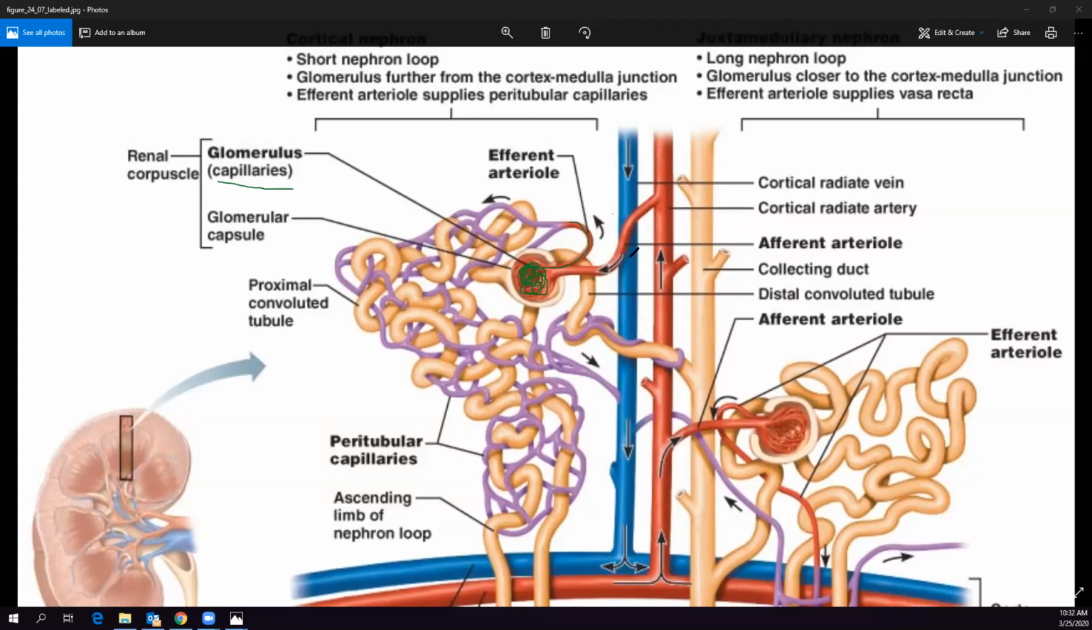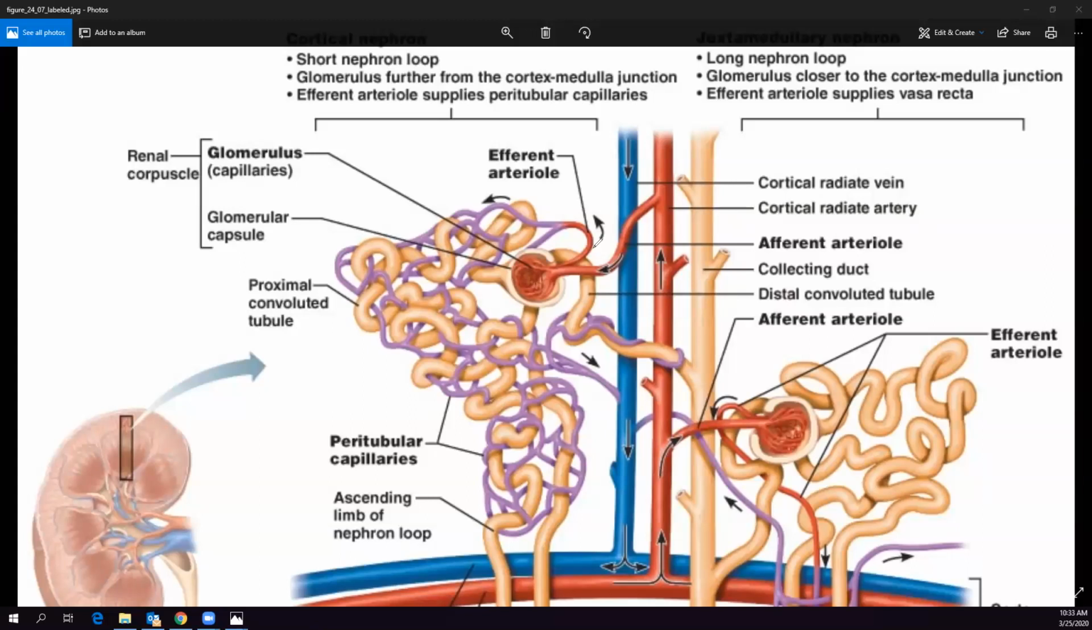Okay, so afferent arteriole, glomerulus, efferent arteriole. Notice right now the diameter of the two. Notice that the afferent arteriole is larger in diameter than the efferent arteriole. That's going to make a whole world of difference later on when we're talking about control of filtration.